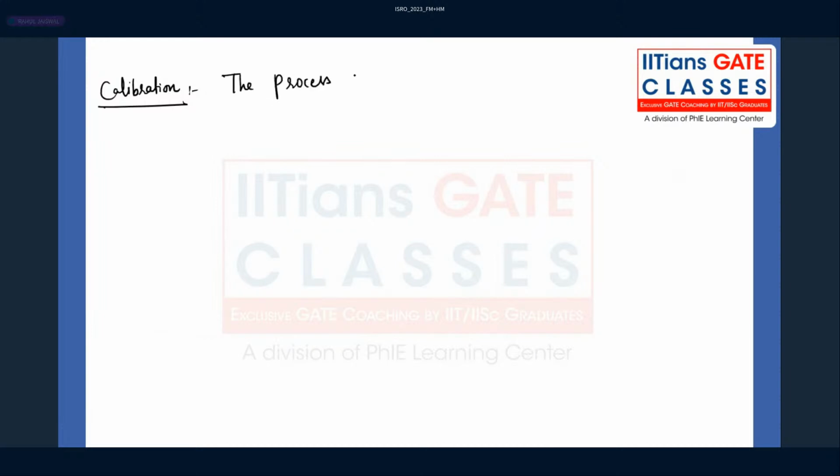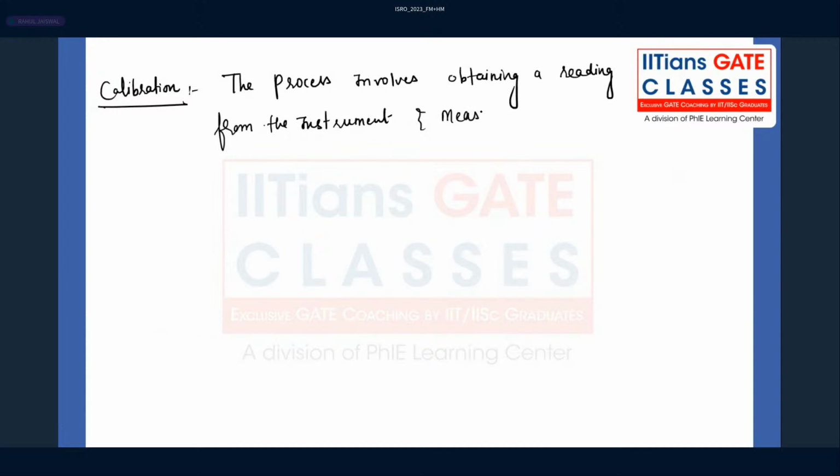The process involves obtaining a reading from the instrument and measuring its variation in reading obtained from a standard instrument.